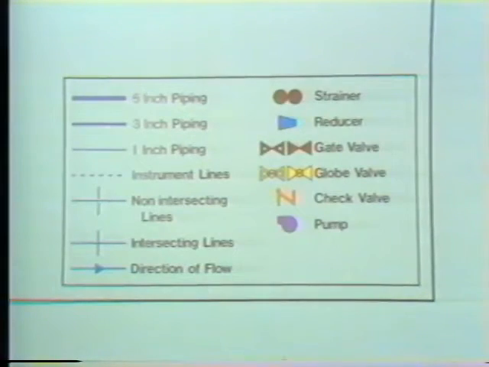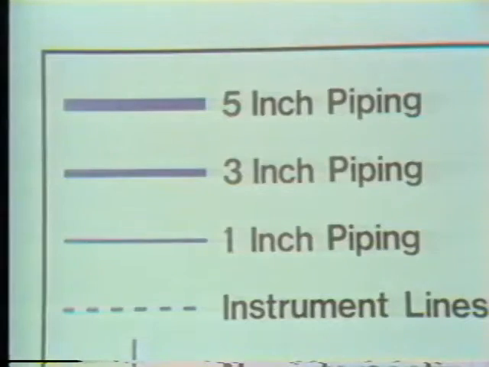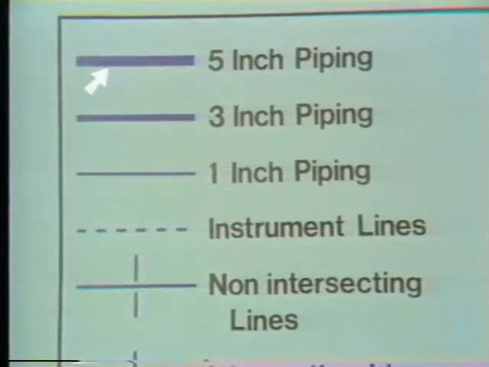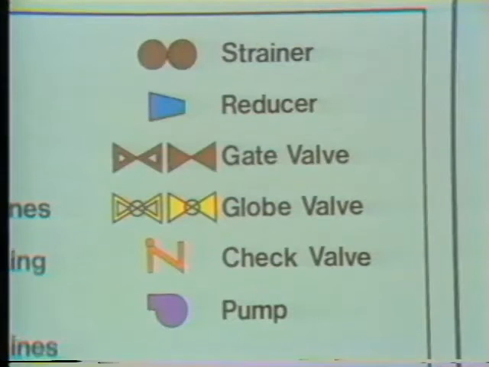It would be difficult to tell much about a piping system with just a print like this, but if we use the legend that accompanies the print, we can learn a great deal about the pipes themselves. For instance, almost any piping system will have pipes of different size and different functions. This is the legend for this print. You can see that this thick line indicates a 5-inch pipe. This dashed line indicates an instrument line. And these various symbols represent various components in the system.